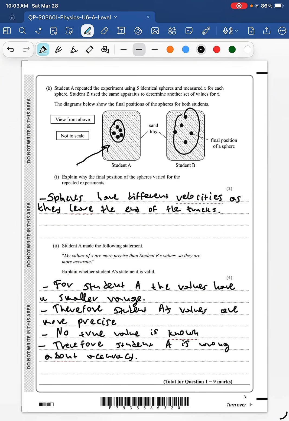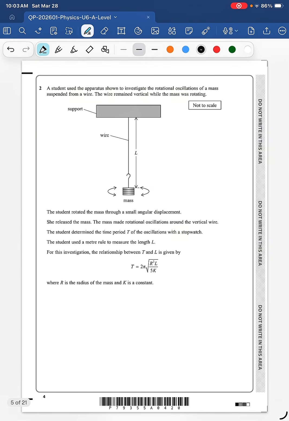Okay, and this is question 1. I mean, I think we covered everything. We can move on. So, question 2.